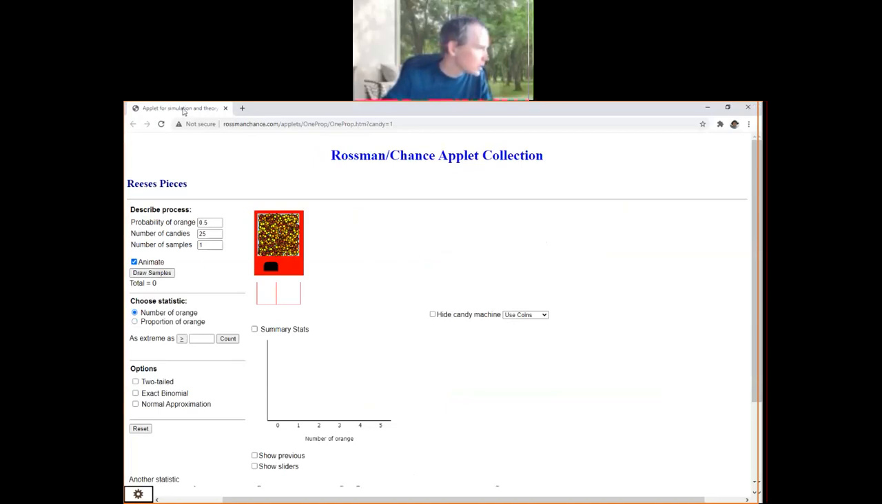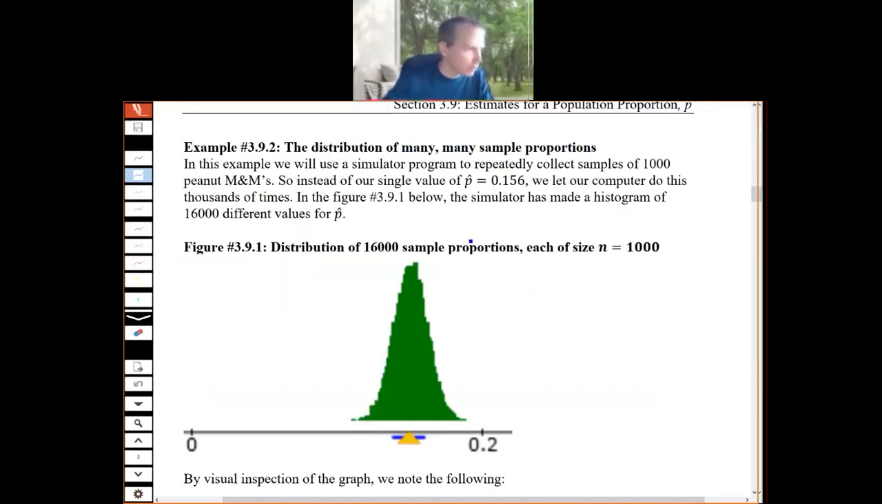Okay, so this is a simulator for doing the same sort of thing. This is Reese's Pieces instead of M&Ms, but we have the same idea. So what I want to do real quickly is go through what it is that we're doing. What is our simulator going to be doing?